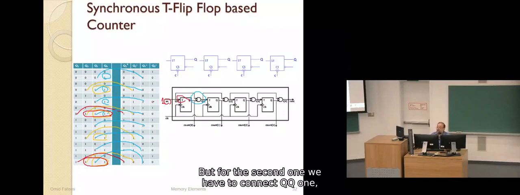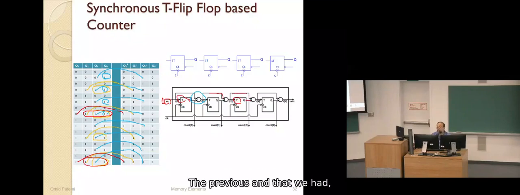But for the second one, we have to connect Q0, when Q0 is 1. So the output of Q0 AND the enable that we had goes to the T of the flip-flop of Q1. Then the output of Q1 with the AND of Q0 and enable, which is this one, goes to T of Q2. And then the output of Q2 will be ANDed with the previous AND that we had.